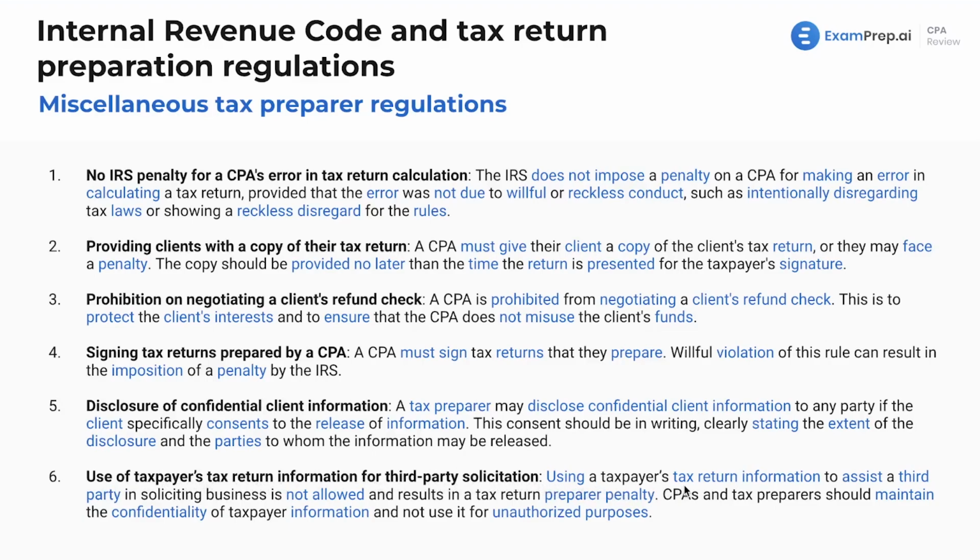Now, using a taxpayer's tax return information to assist a third party in soliciting business is not going to be allowed and results in a tax return preparer penalty. CPAs and tax preparers should maintain the confidentiality of taxpayer information and not use it for unauthorized purposes. That was a big old lesson. We got a lot of great information in here. Let's wrap it up with a good summary and call it a day.